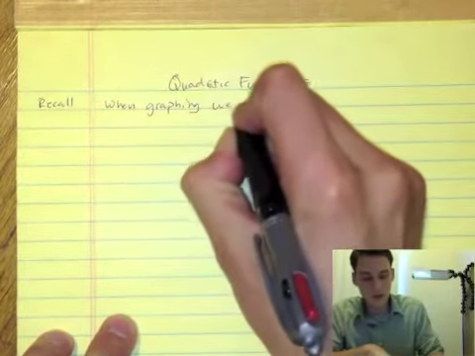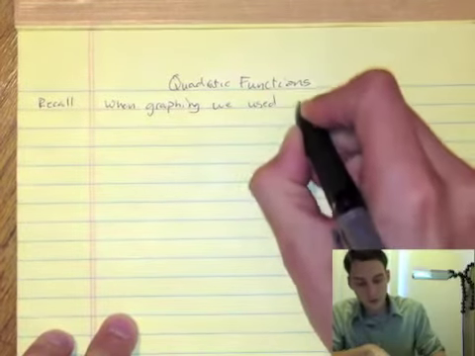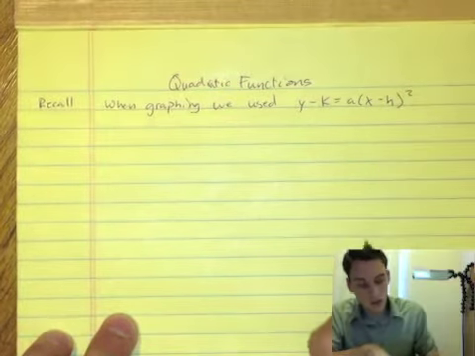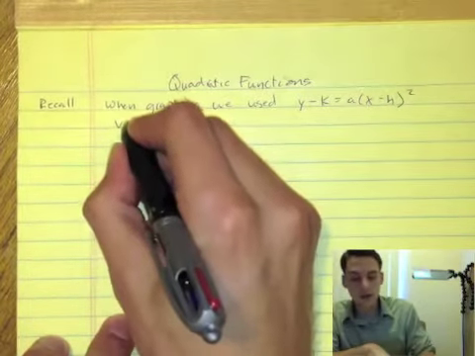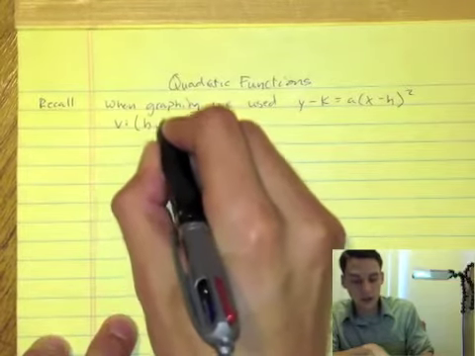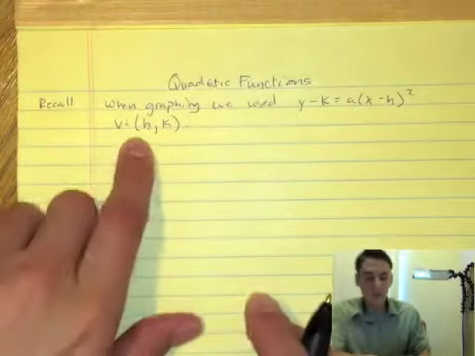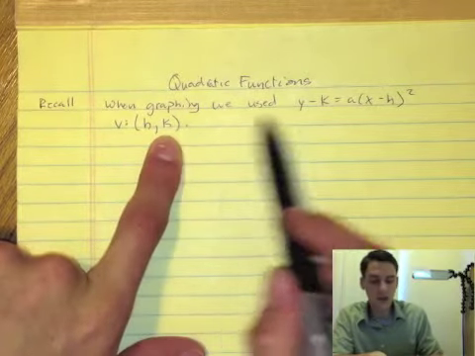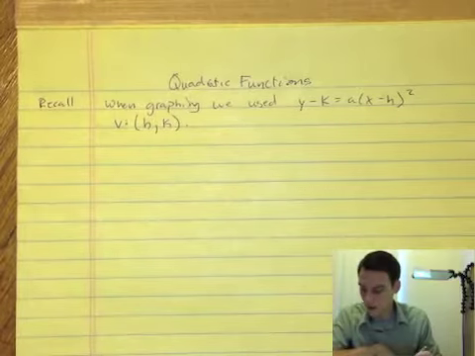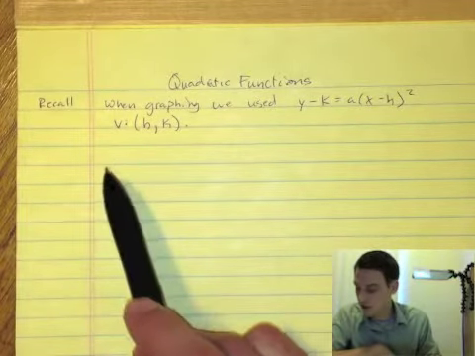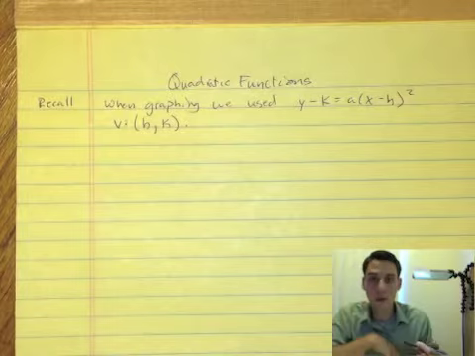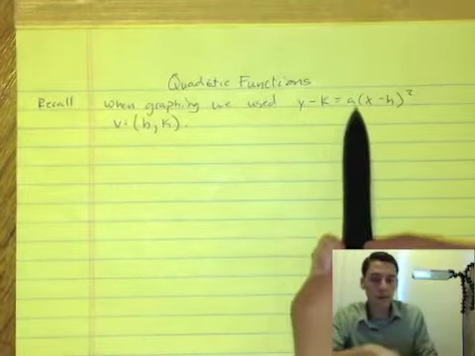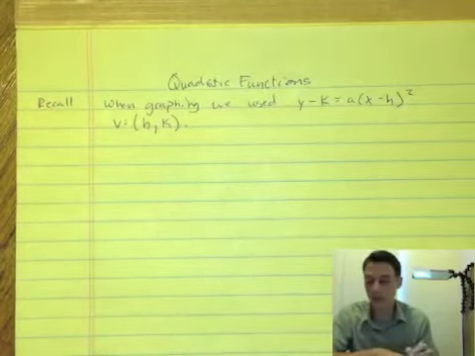we used the form y minus k equals a times x minus h quantity squared, knowing that the vertex was located at h comma k, where h is the x value of the vertex, k is the y value of the vertex. Quadratic functions, when we try to graph them, we're going to be looking at them in standard form, putting them in this form, and then graphing them with the techniques that we already learned.